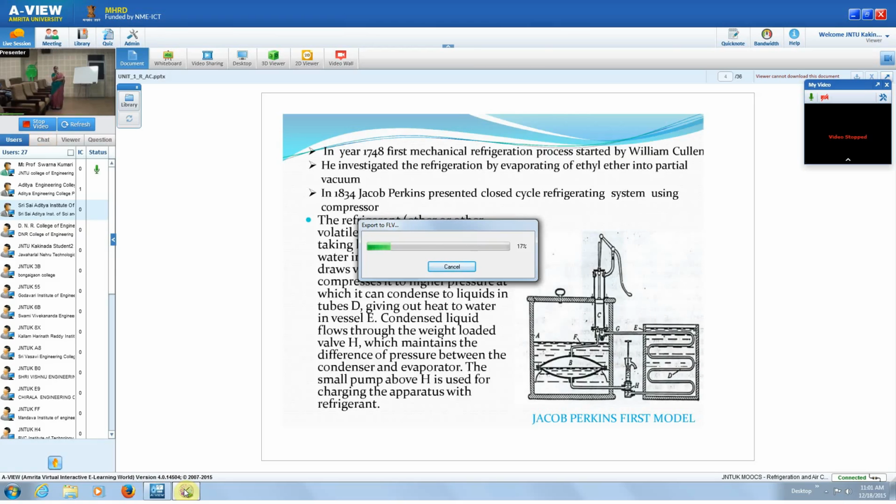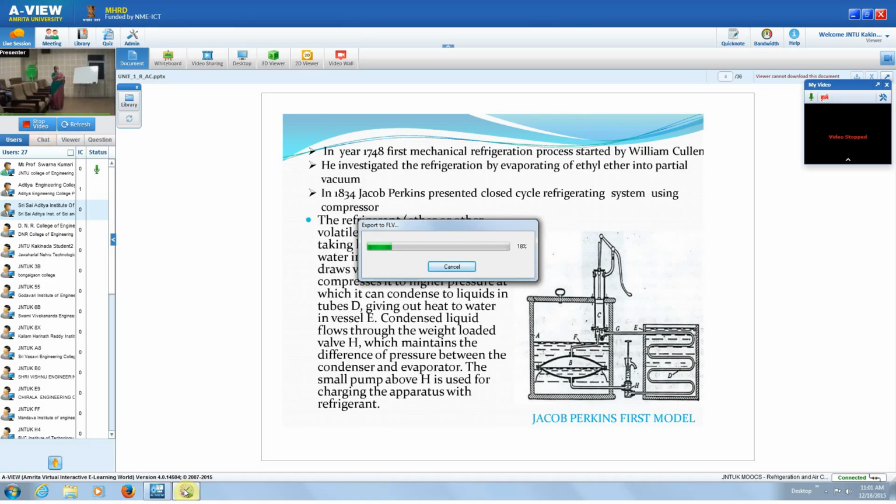Again, see the history. In the year 1748, the first mechanical refrigeration process was started by William Cullen. He investigated refrigeration by evaporating ethyl ether into a partial vacuum. And in 1834, Jacob Perkins presented a cold cycle refrigeration system using a compressor.